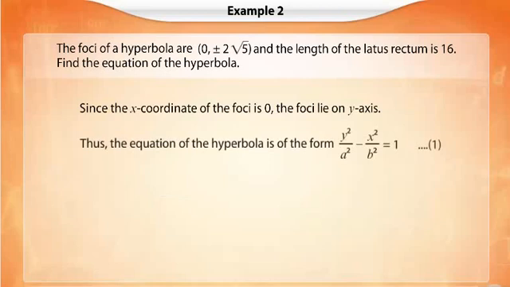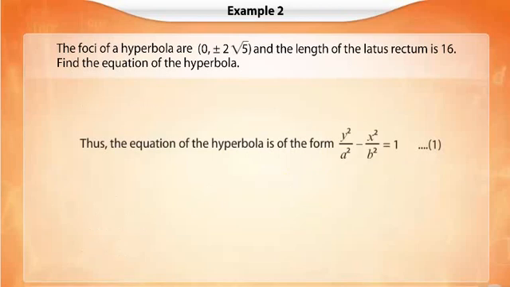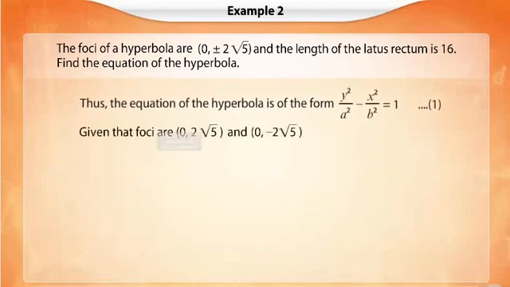Call this equation 1. The length of latus rectum is 2b square upon a. As per the given information, it is 16. Hence, 2b square upon a is equal to 16. This implies that b square is equal to 8a. From the given foci, we get the distance of a focus from the center c equal to 2 root 5.